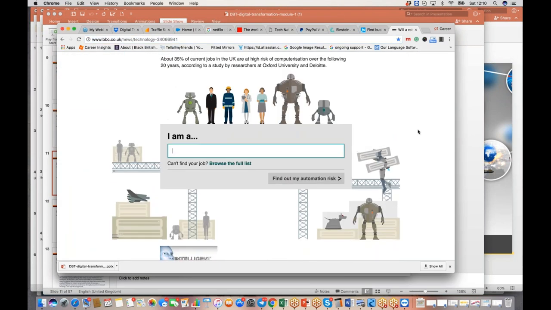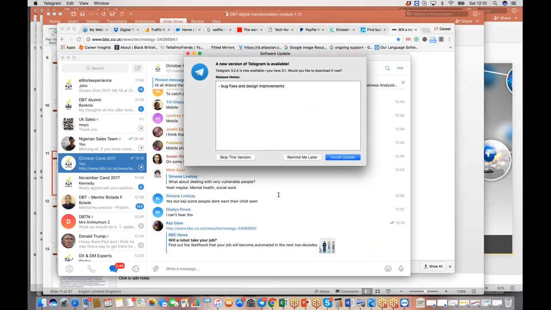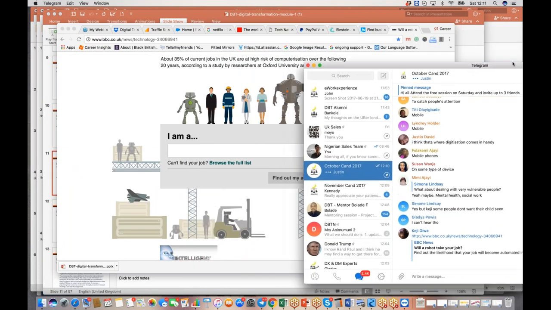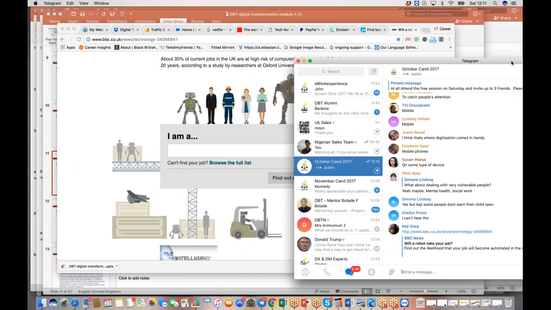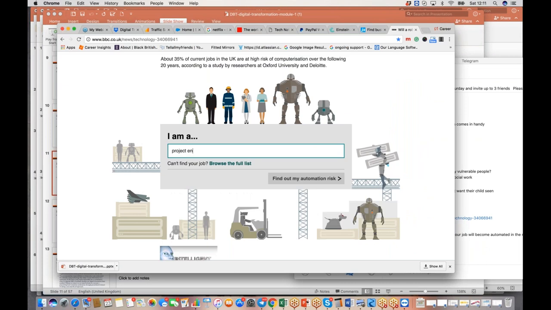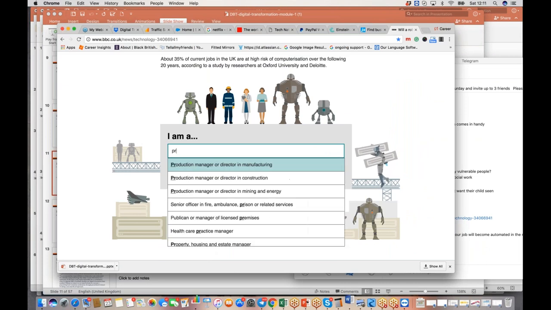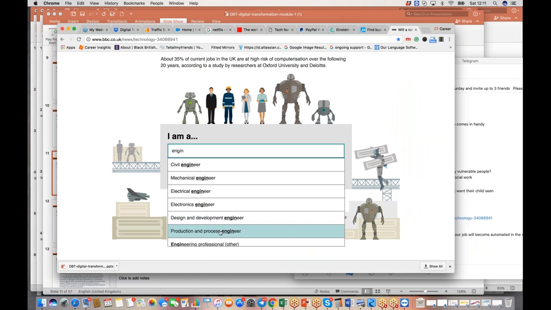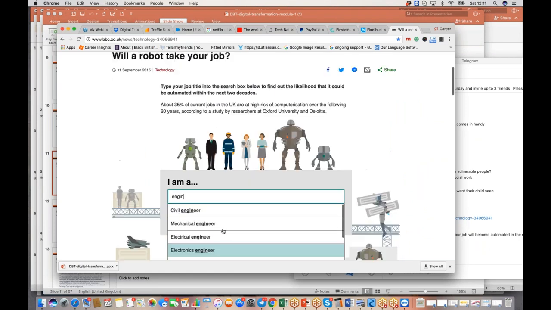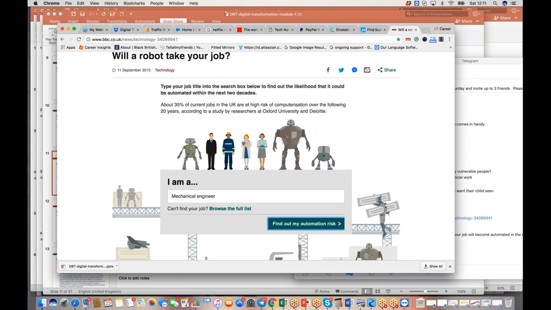Can somebody tell me what their profession is, please? Let's take this test. What is your current profession? Let's find out if bots will take your job. And we're talking about 1 year, 2 years, 3 years now. We're not talking about 10 years. Project engineer. Okay, so I'm just going to type in engineer. Is it mechanical, product or process design engineer? Mechanical. Okay, mechanical engineer. So will robots take your job?